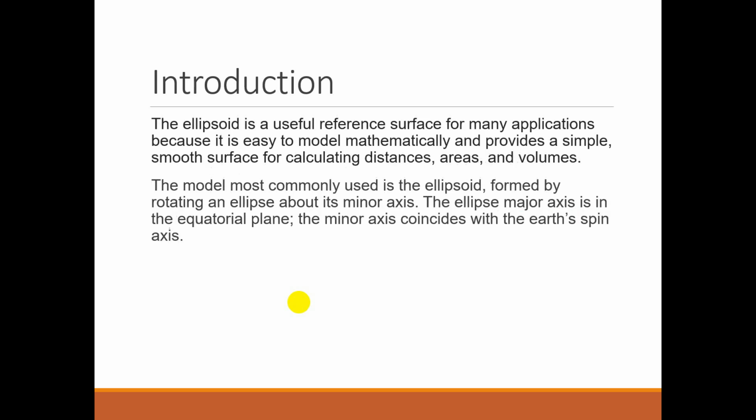The ellipsoid is a useful reference surface for many applications because it is easy to model mathematically and provides a simple smooth surface for calculating distances, areas, and volumes. The model most commonly used is the ellipsoid, formed by rotating an ellipse about its minor axis. The ellipse major axis is in the equatorial plane, and the minor axis coincides with the Earth's spin axis. The ellipsoid is often used as a reference surface for mapping and surveying, and you'll get it when you see the figure of the ellipsoid in the next slides.